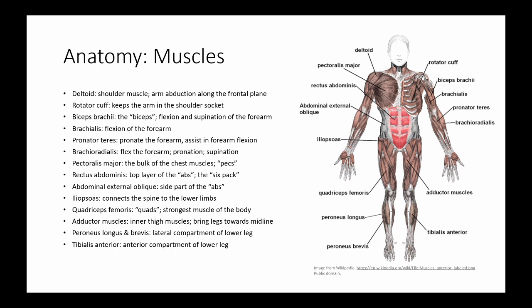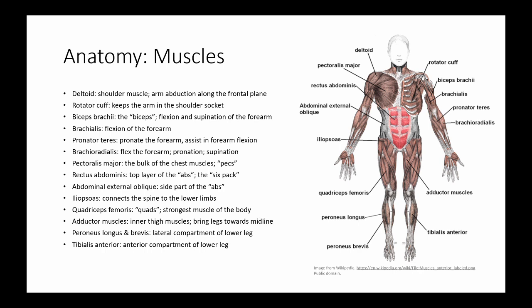Now we'll discuss muscles. The deltoid is a shoulder muscle. It enables arm abduction along the frontal plane. The rotator cuff helps keep the arm stably in the shoulder socket. The biceps brachii, commonly called just the biceps, enable flexion and supination of the forearm. The brachialis also enables flexion of the forearm. Pronator teres pronates the forearm and assists in forearm flexion. Brachioradialis flexes the forearm and is involved in pronation and supination.